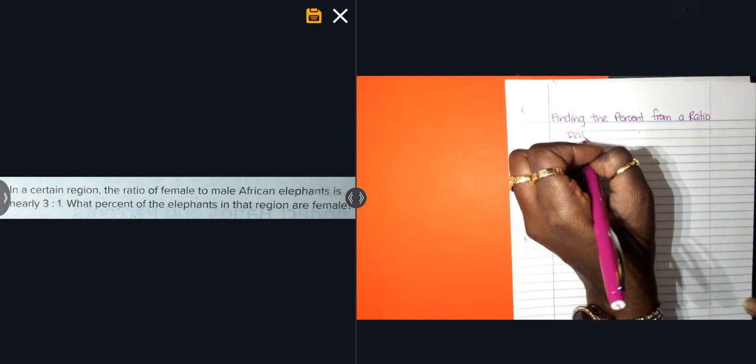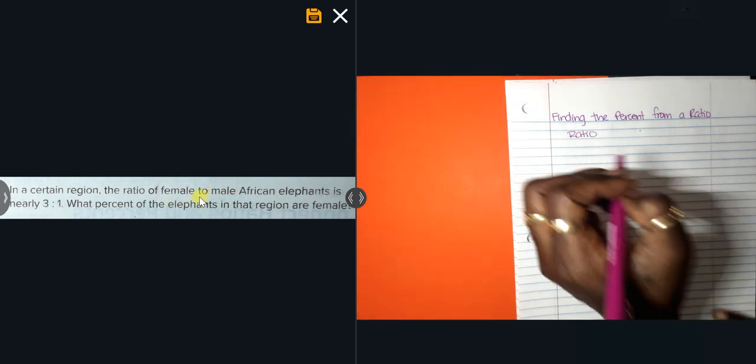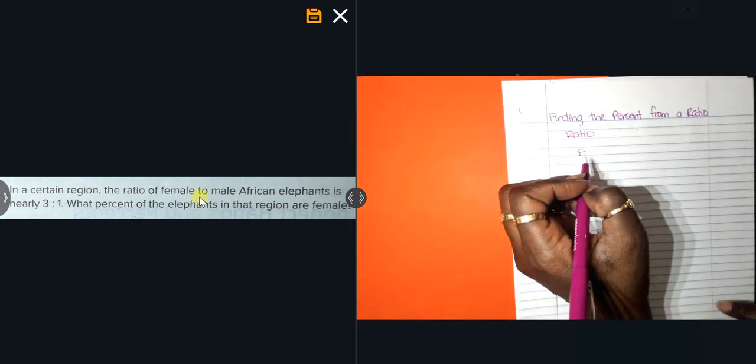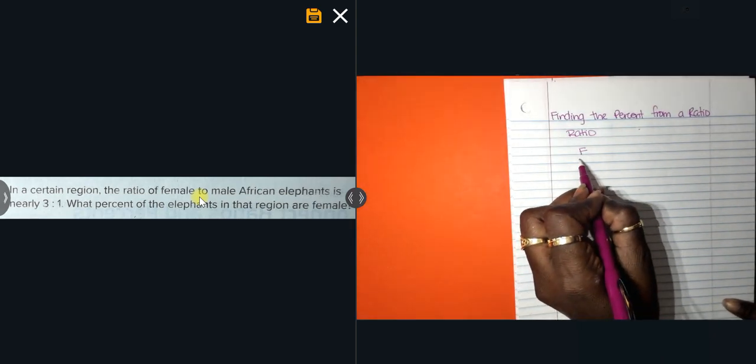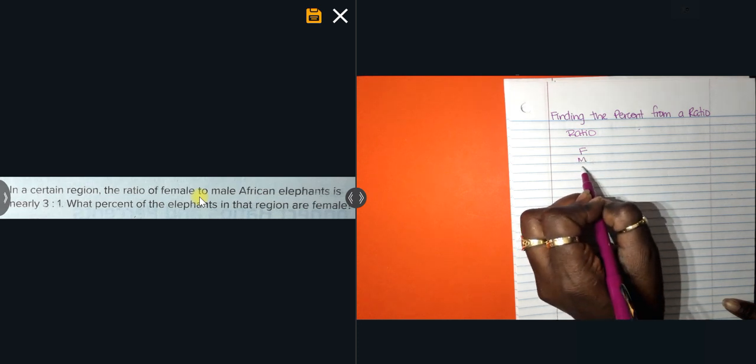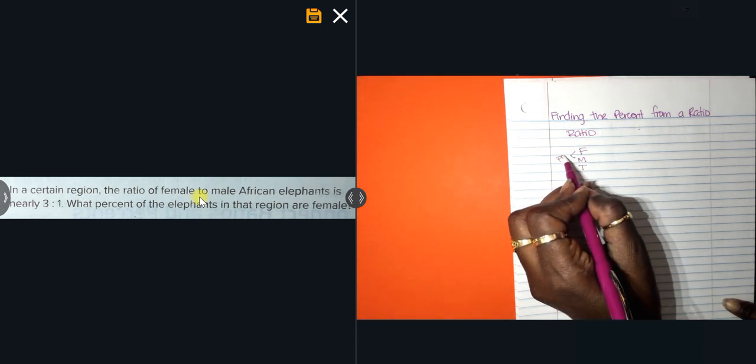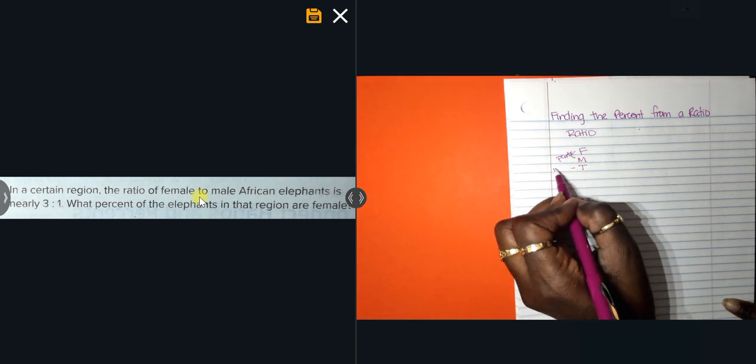So let's first think about what we're talking about. Our ratio, remember, is going to be a comparison of two quantities. We are talking about female to male African elephants, okay? And the "to" separates the terms. So we have females, and I'm going to abbreviate them with an F, and then we have our males, which I'm going to abbreviate with an M, and then we should have our total. So these are the parts, and this is the whole.